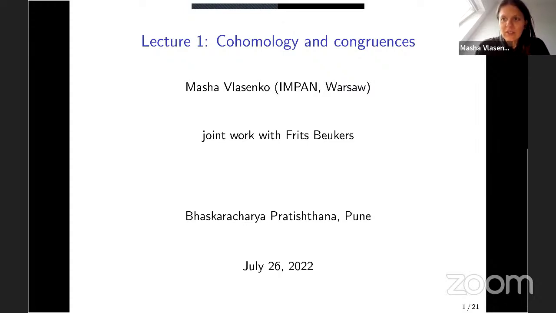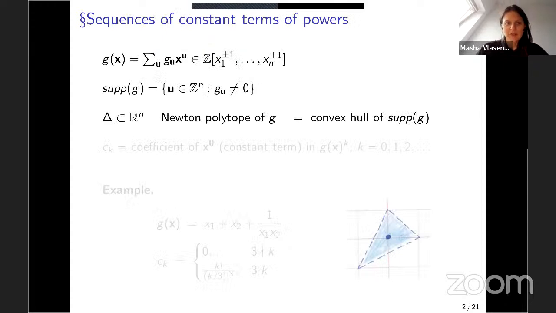Okay, so I will start with some elementary congruences, which were observed by Dwork, and the story goes back to his proof of rationality of zeta functions and also deformation theory of zeta functions. But mod p, these congruences are usually older. So first, let me show you some congruences for constant terms of powers of a Laurent polynomial.